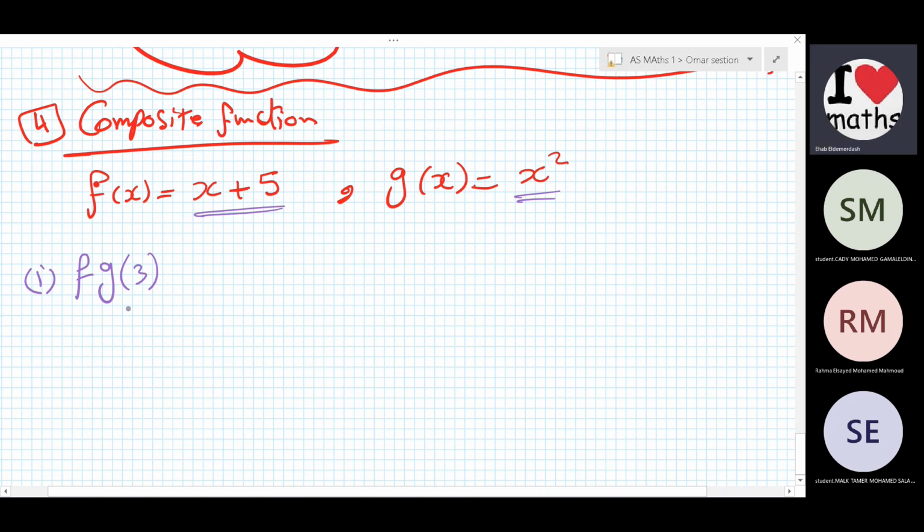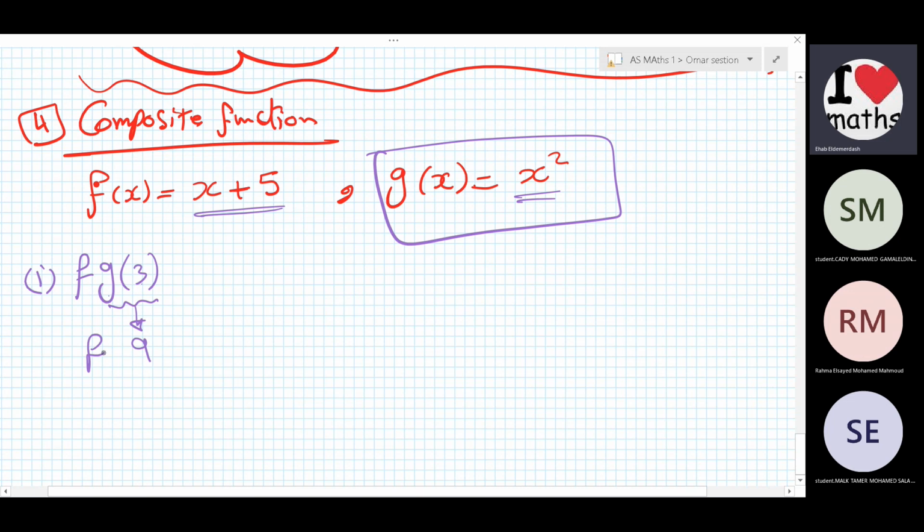Are you with me? So I just need to start from inside to outside. My first step is to start from g of 3. So I want to find g of 3 first. What is g of 3? 9. So I will make a replacement in g of x. I need g of 3, which will be 3 squared, which comes as 9.